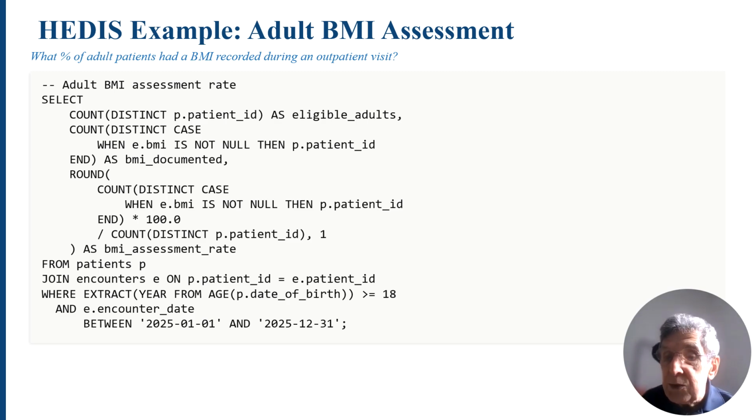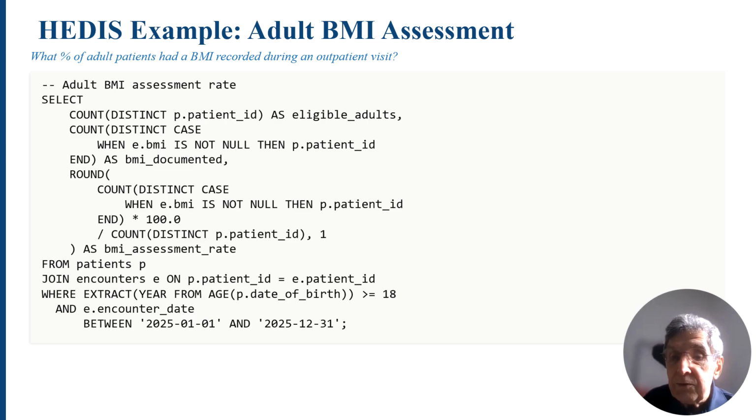The numerator counts patients where the BMI is not null, meaning a BMI value was documented during at least one encounter. So this measure is about documentation, not really about the value of the BMI itself. HEDIS does not care whether the BMI is 22 or 42 for this particular measure. It only cares whether the provider documented it. This distinction matters because it means the SQL only needs to check for the existence of a value, not to evaluate its value against a particular threshold.